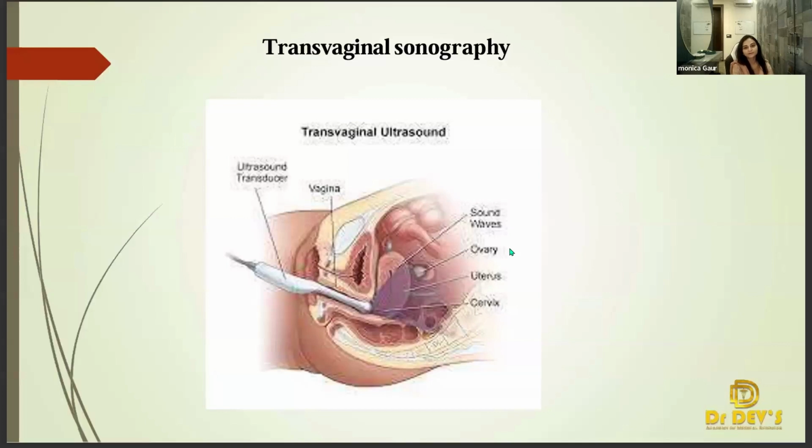Coming to transvaginal sonography. When we talk about transvaginal sonography, that means we use a probe which can go through the vagina, and the body of the uterus is in touch with that transvaginal probe. Please remember that we do not go inside the cervix. Transvaginal probe does not mean that we are opening the cervix, not at all.